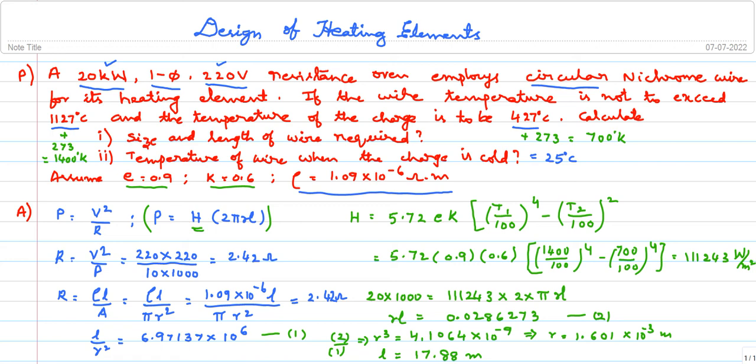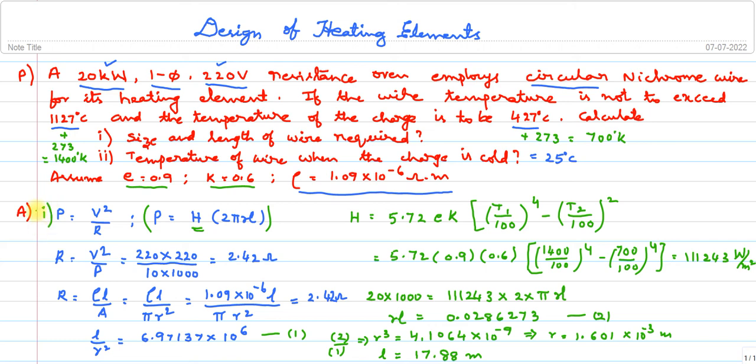Similarly, from the second equation, power P is equal to H into 2 pi RL. With that equation, we identify RL, and by rearranging and simply solving them, we can easily identify R and L, because there are two equations and two unknowns. We have already solved it in an easier manner. Okay, so this is the solution for the first problem.